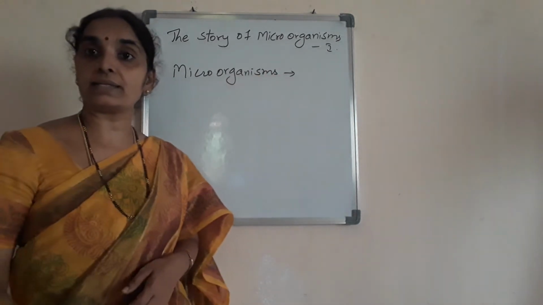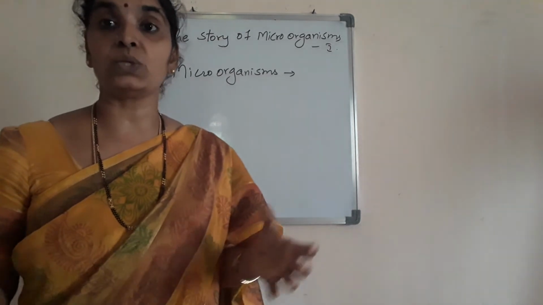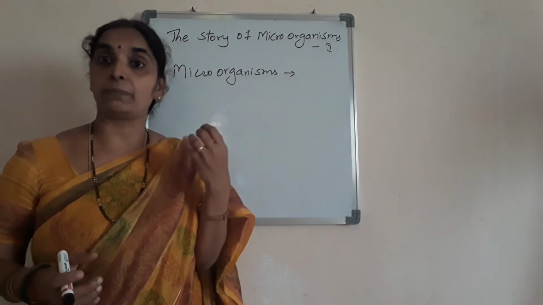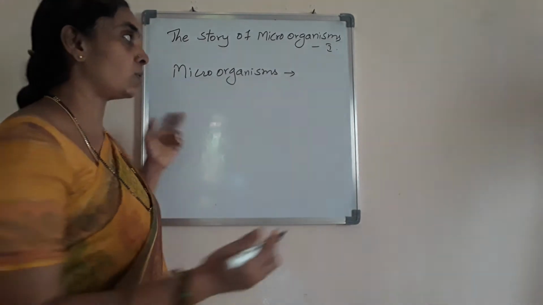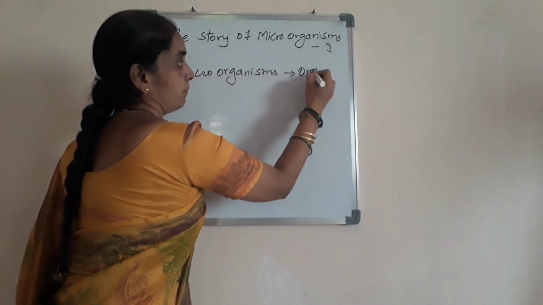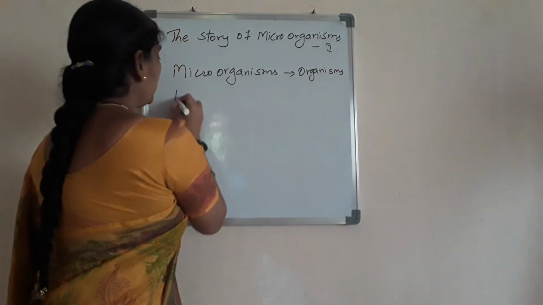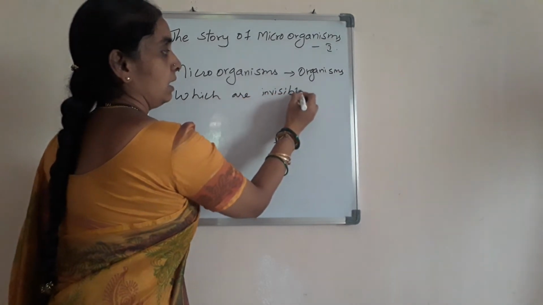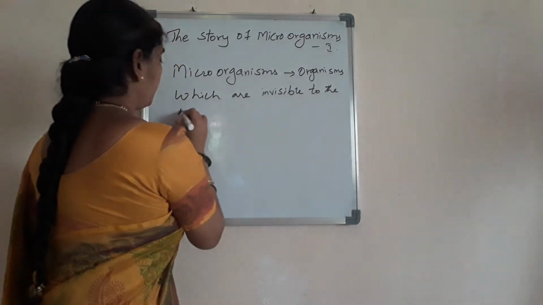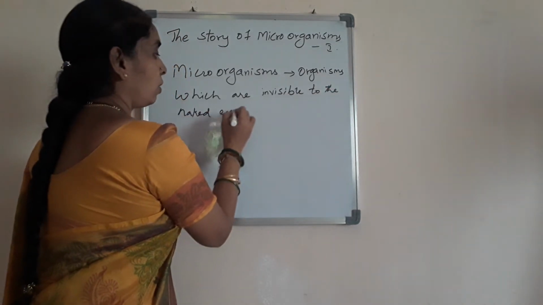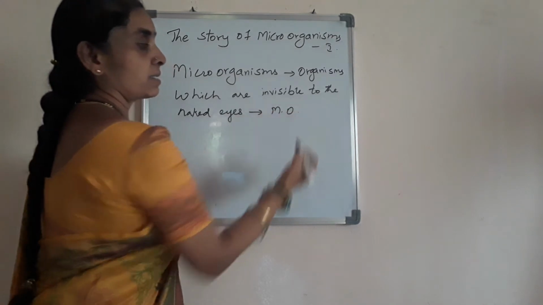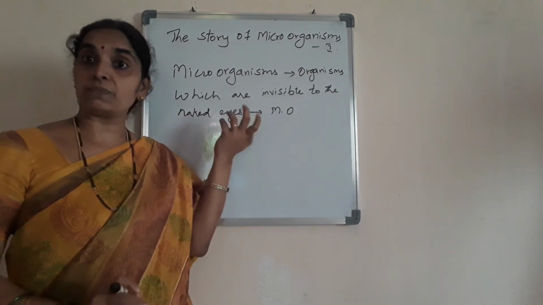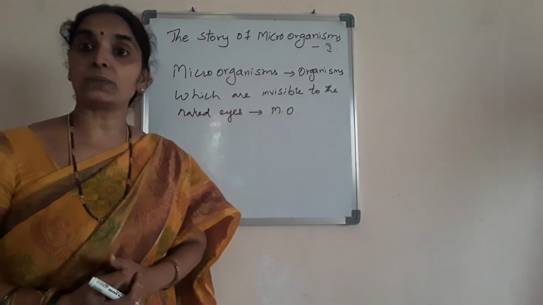So the microorganisms are minute, microscopic and invisible to the naked eye. The organisms which are not visible to the naked eye, that we cannot see directly, are called microorganisms. If they are invisible, how can we see them? That is the question that arises.